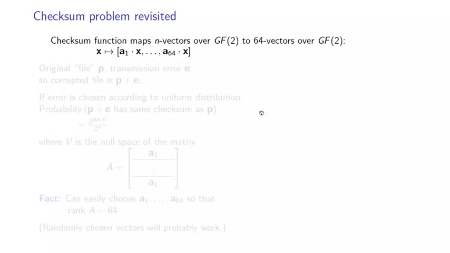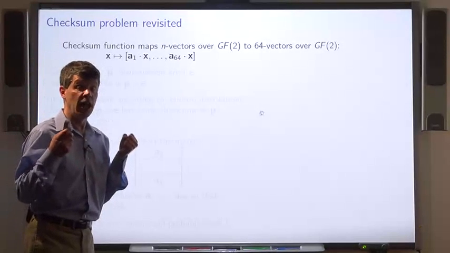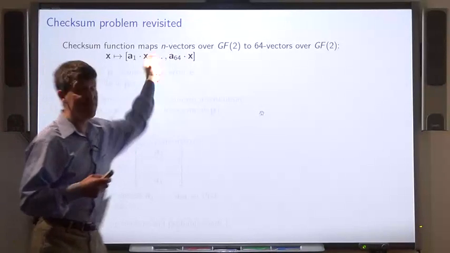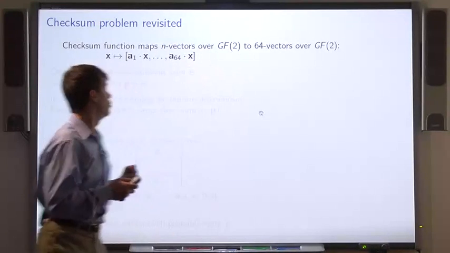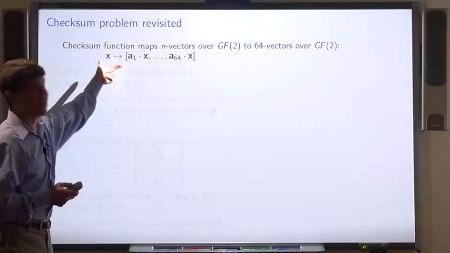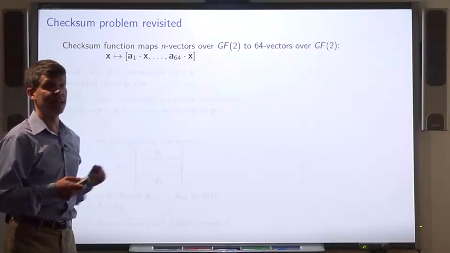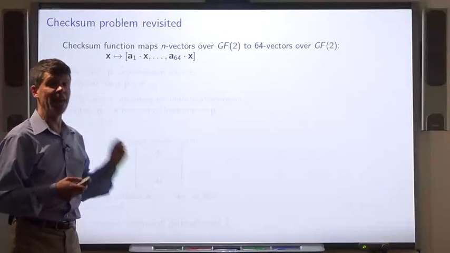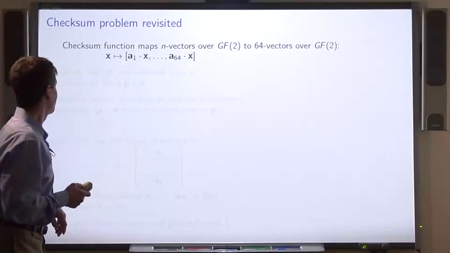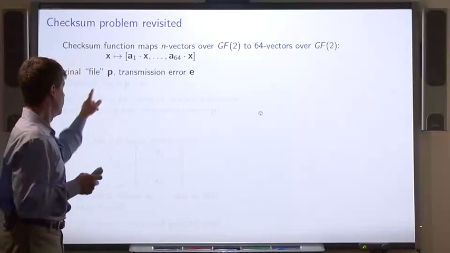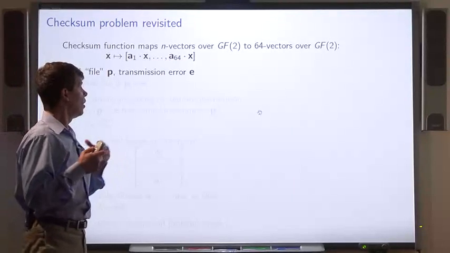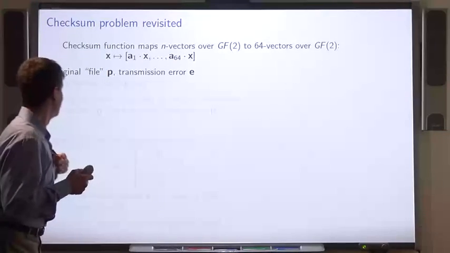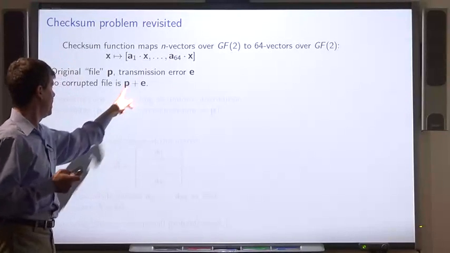With what we now know, let's return to the checksum problem. Recall we defined a checksum function that takes n-vectors over GF2 and maps them to 64-vectors over GF2. The function is defined in this way using dot products with 64 vectors, a1 through a64. We had an original file we represented by an n-vector p, and the transmission error represented by a vector e. So the corrupted file is p plus e.